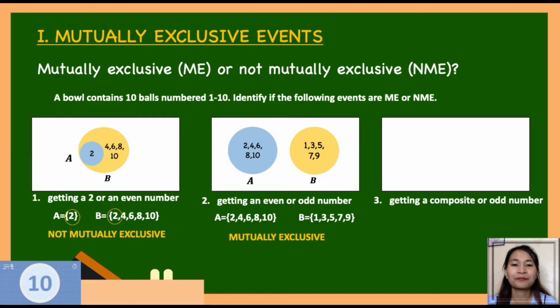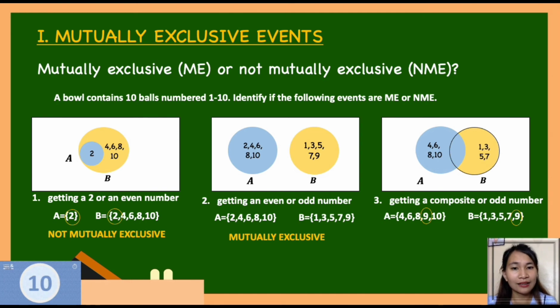For number 3, getting a composite or odd number. Let A be the possible outcomes for composite numbers: 4, 6, 8, 9, 10. And for B, odd numbers, we have 1, 3, 5, 7, 9. They have a common element, which is 9. That means the two circles, or the two events, intersect. Let this be A and let this be your set B. What is common to them is 9. That's why we put the 9 in their intersection. Since they intersect, they are not mutually exclusive events.